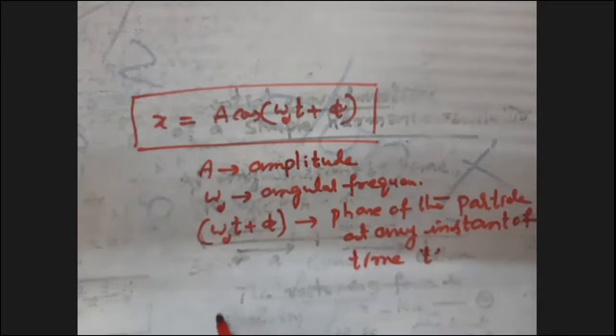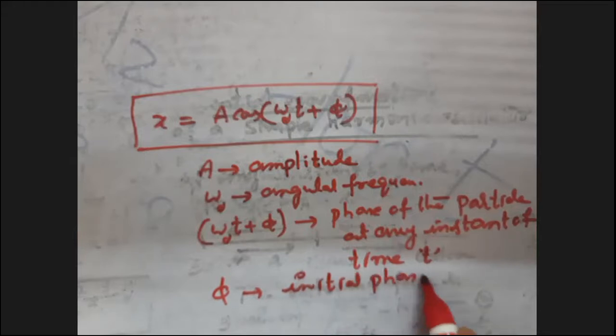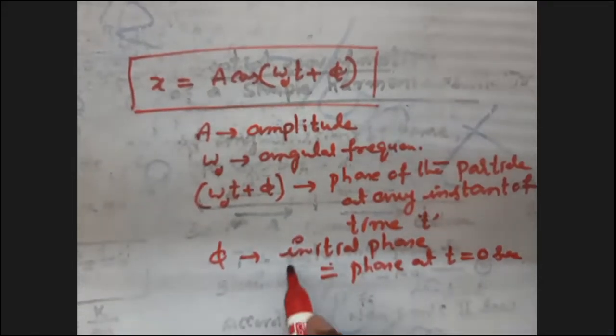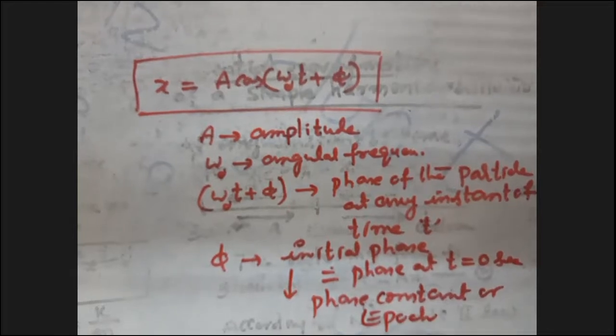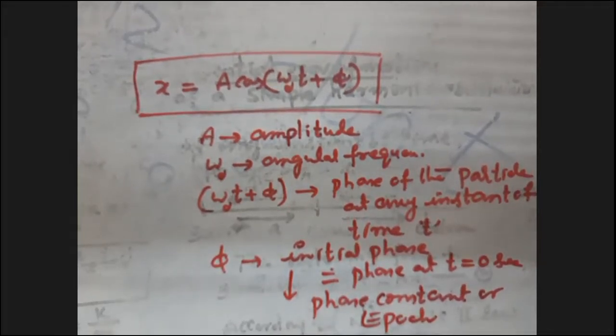Where phi is called the initial phase, that is nothing but the phase at t equal to 0, the phase of the particle at the starting of the motion at t equal to 0 second. This initial phase is also called phase constant, or epoch. So that equation represents the displacement of the particle.